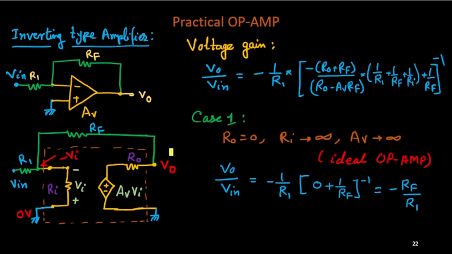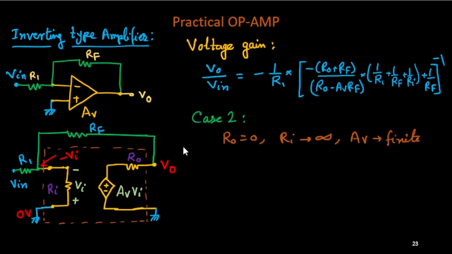Okay, this is for the ideal op amp, inverting type amplifier gain. Now case 2 we'll consider. Now we'll consider one more thing: Av is finite this time. These two we will keep as ideal, meaning R naught is still 0, Ri is infinity. Just we are making Av a little bit finite. Then what is the expression for this overall voltage gain? That we want to see. So here we'll keep R naught 0, Ri infinity. So this will become 0. 1 upon Ri is 0. This R naught 0, R naught 0. Okay, these two will be 0. So this Rf will cancel out.